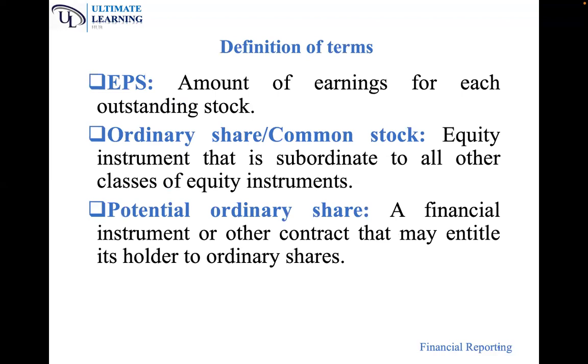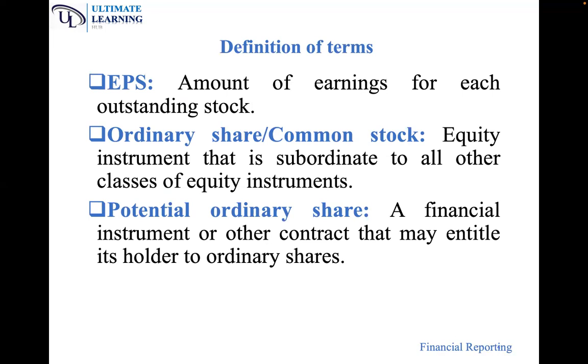Now, let's look at some few definitions in earnings per share. The first definition is earnings per share itself. What is earnings per share? It is the profit after tax minus any preference dividends, or in this case, the amount of earnings for each outstanding stock. So when I talk about profit, which profit is this? Profit attributable to ordinary shareholders.